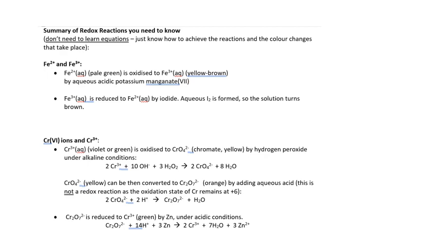Of course, you can also go in the opposite direction and reduce dichromate to chromium 3+, and you're used to that happening when you oxidize alcohols or aldehydes with dichromate. But you also need to know that you can use an inorganic reducing agent, and zinc metal is the one that they expect you to know. Okay, so that's the chromium case.